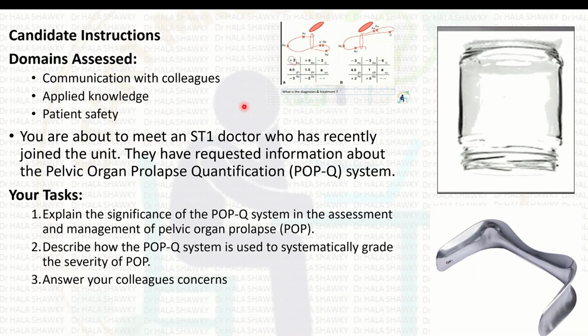The scenario could come like this in the exam, where the domains will be communication with a colleague, applied knowledge, and patient safety. Your colleague could be an ST1 or GP, and he will request information about the POP-Q system. Tasks could include explaining the significance of the POP-Q system in the assessment and management of pelvic organ prolapse, and describing how the POP-Q system is used to systematically grade the severity of pelvic organ prolapse, and you will be requested to answer your colleague's concerns.